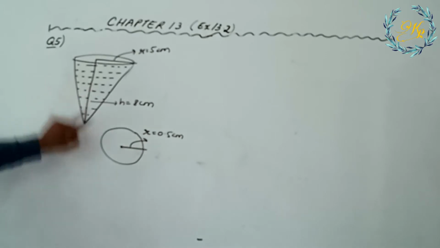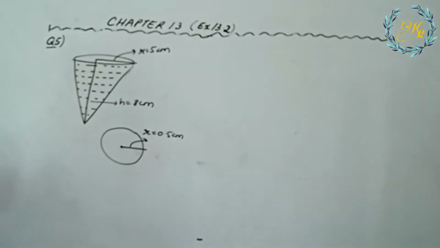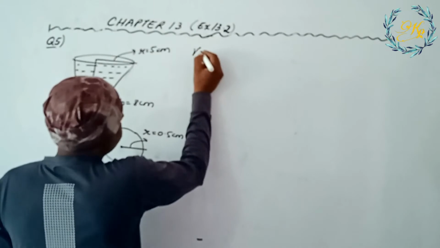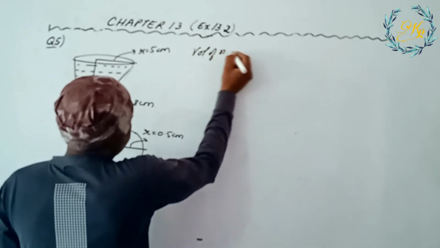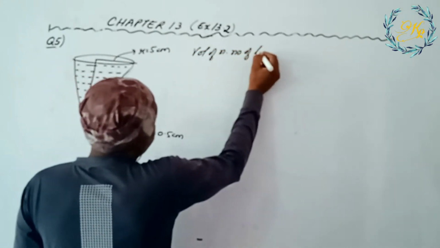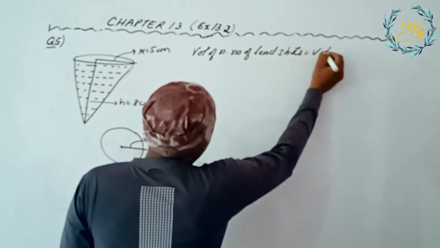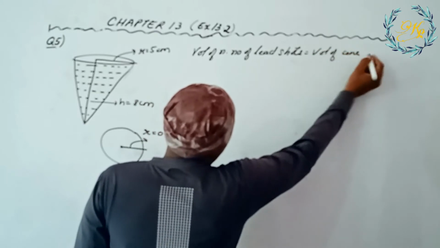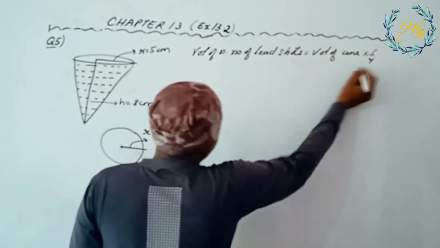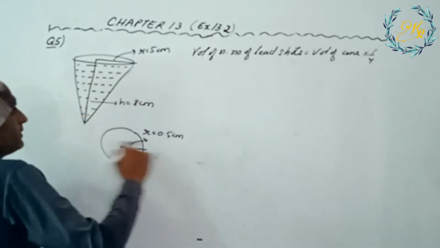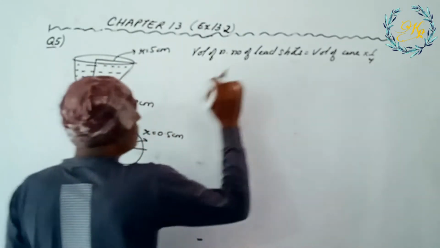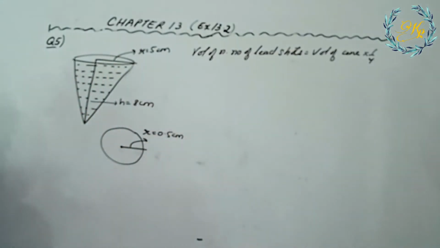Okay, and we have to find the number of lead shots. So let's see. Solving the sum further, we have volume of n number of lead shots is equal to the volume of the cone, that is, 1/4 of the water flows out, so that is equal to 1/4 the volume of the cone.